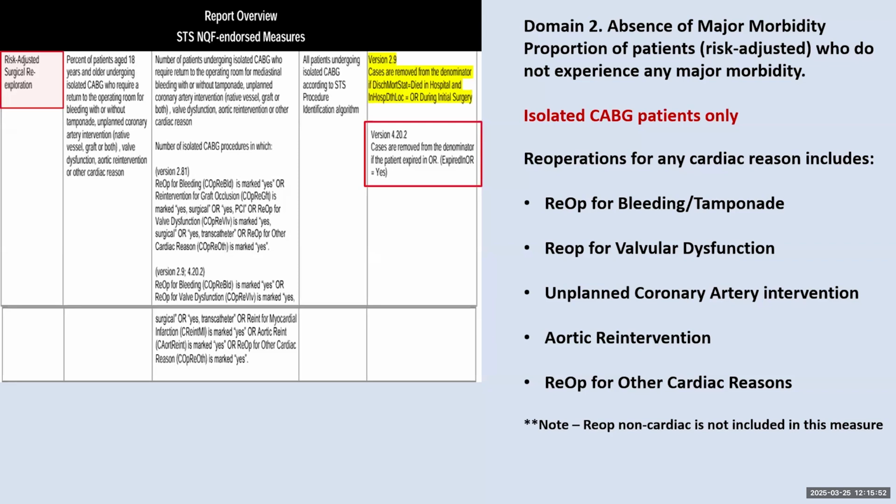Note that re-op non-cardiac is not included in this measure. And you can see the exclusion here. Cases are removed from the denominator if the patient expired in the OR. And this is, again, all patients undergoing isolated CAB procedures. So it's very clear in this endorsed measure what patients are included, what surgeries, what re-ops are included in this measure, and what are the exclusions for this measure.